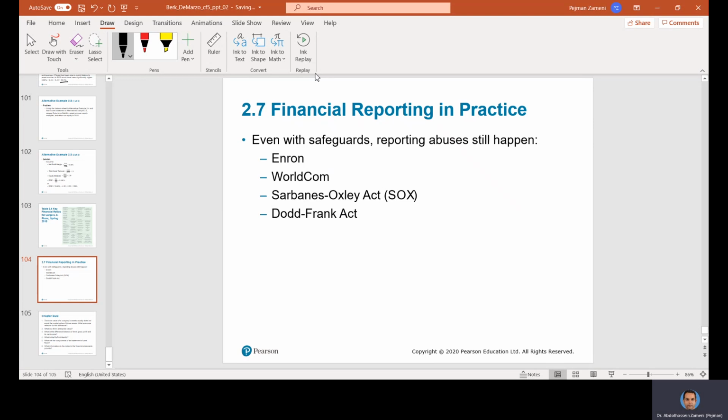Okay, financial reporting in practice. Even with safeguards, reporting abuses still happen. Enron in the 90s was quite a huge scandal. Also WorldCom. And in order to reduce the level of the scandals or abuses, in 2002 and 2010 the US came up with different rules for more transparency, which are called the Sarbanes-Oxley Act and the Dodd-Frank Act.